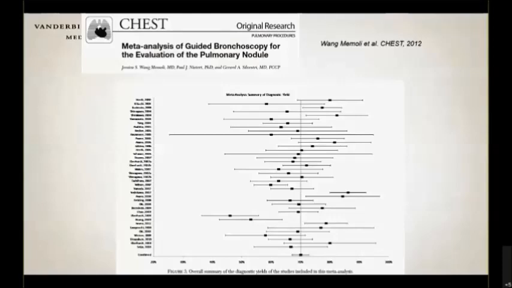Interestingly, this data was updated, and there's an abstract that was published at ACCP last year showing that rate is probably inflated a little bit. Probably over-optimistic, and maybe it's closer to 60 to 65%, which means it's not great compared to the 90% we talked about for TTNA.